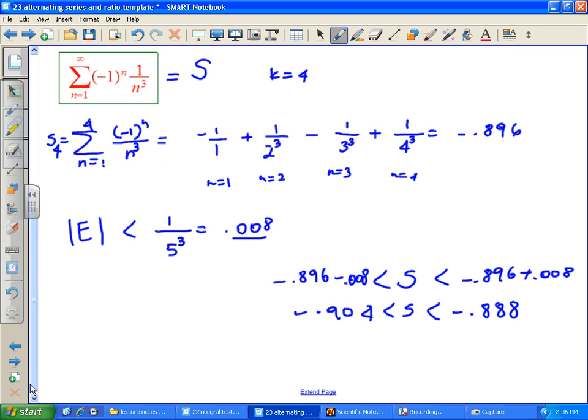Okay, one more related question. Any questions about this one? Anybody who hasn't copied it yet, or any questions? So when are you going to use this estimation theorem versus the other one? This one only works for alternating series. The other one, the one with integral, only works for positive series. So depending on which one you have, you should use the appropriate estimation theorem.